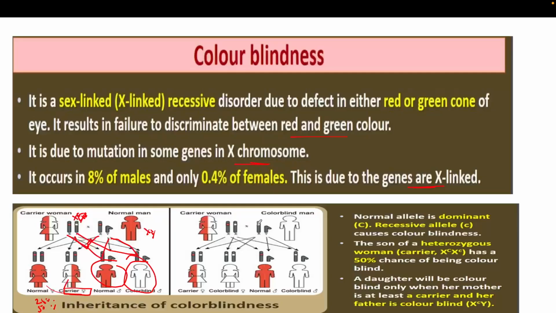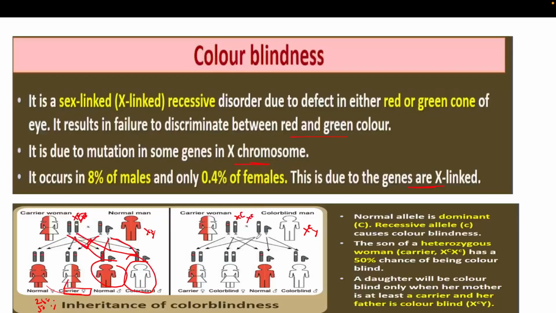Likewise, another type of cross is when the carrier woman crosses with the color blind man. Color blind man means the X in the male also has the color blind gene. In the normal male, XY was normal, but in the color blind male the X has the color blind gene. The carrier woman will be the same, capital C on one X and small c on the other.